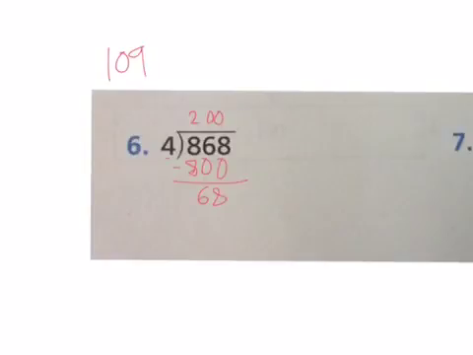So we say, how many 4s are there in 68? And I think there are at least 10, so I'm going to go ahead and go with 10. 4 times 10 is 40. Subtract, and we get 28. How many 4s are in 28? 7 times 4 is 28. Subtract it, and there's nothing left over. Our last step is just to add up our partial quotients, so we get 217.